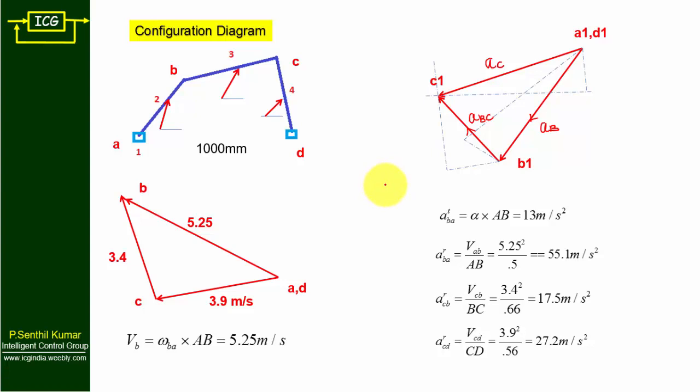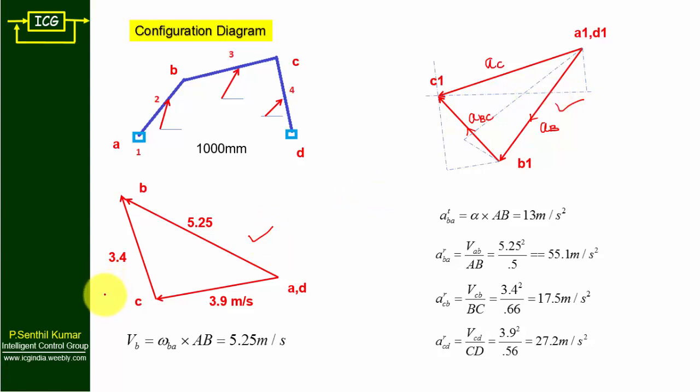So this is how you have to solve up to step number 1. So step number 1, draw the velocity and acceleration components of the given 4-bar mechanism. So this is the velocity component of the 4-bar mechanism, and this is the acceleration component of the 4-bar mechanism. Now we have finished step number 1.